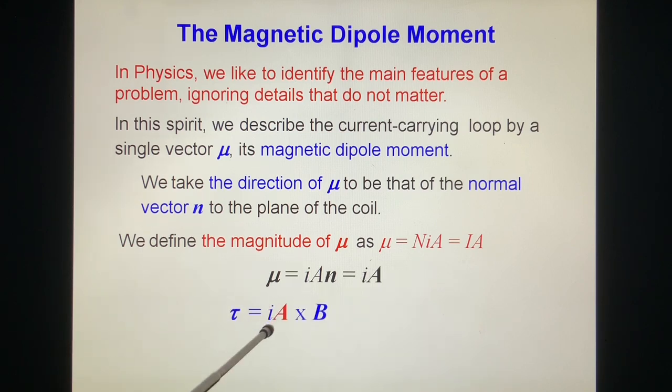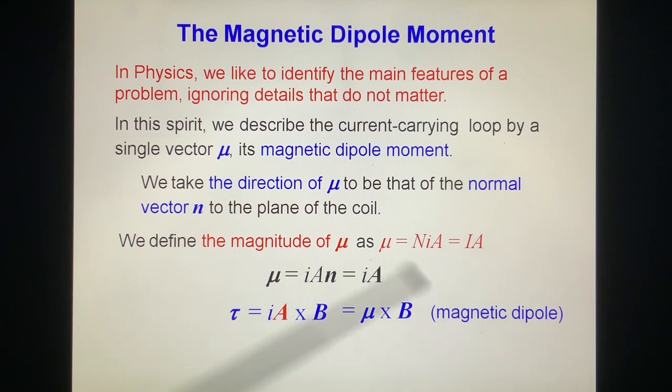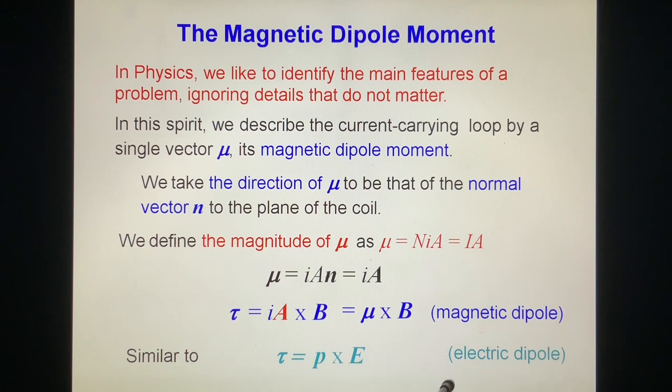And the torque, as we learned in the previous section, is equal to N I A cross B, the magnetic field acting on the current-carrying loop. This A is the area times N, so we call this mu. So the torque becomes mu cross B. It's very easy to remember. They call it a magnetic dipole for a current-carrying loop. This is very similar to the torque equal to P cross E. Remember the electric dipole, in the electric field E, it will exert a torque.